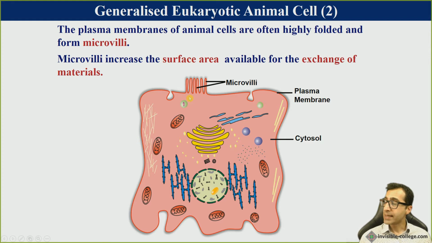So the microvilli are foldings of the plasma membrane which you find on some animal cells, particularly, for example, on these cells which line the cavities of the body where absorption is taking place, like, for example, the small intestine. And the function of the microvilli is to increase the surface area available for the exchange of substances across the plasma membrane.